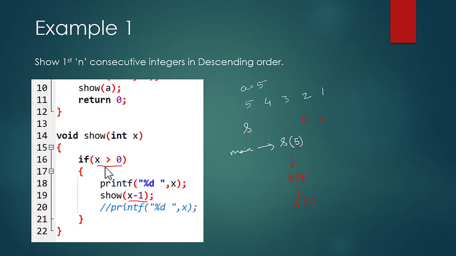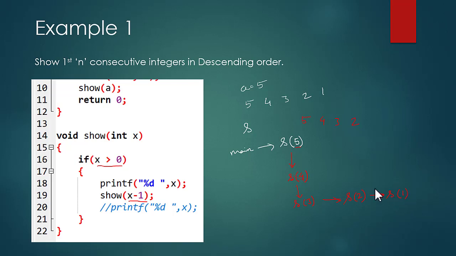So the current value of x is now 3, 3 is greater than 0, so it will call itself with x minus 1, that is 3 minus 1, 2. So s2 will be called. Then as the current value of x is 2, and 2 is greater than 0, it will first print 3, then it will print 2, then it will call itself with the value x minus 1, that is 2 minus 1, s1.